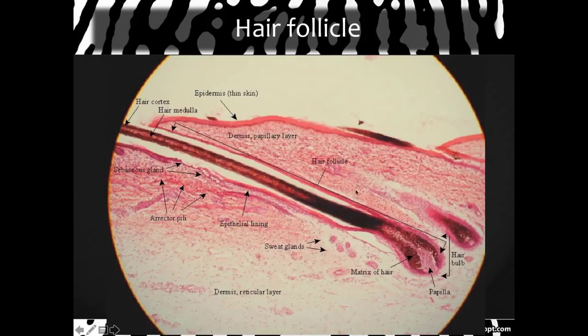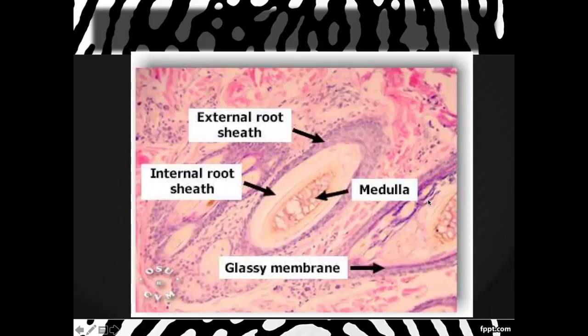Again, the hair follicle with hair, epithelial lining. This is the external root sheath. This is the duct of the sebaceous gland, and so on. This is a transverse section of the hair with medulla and cortex. The cuticle is not properly visible here. Then there is an internal root sheath and external root sheath, which has the appearance of epidermis, like that. And the connective tissue sheath is not clearly visible there.